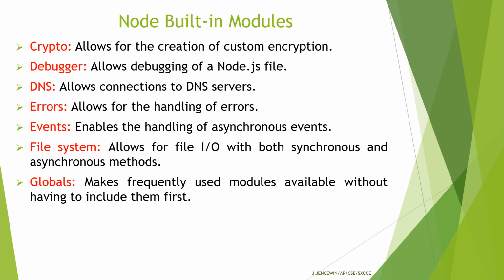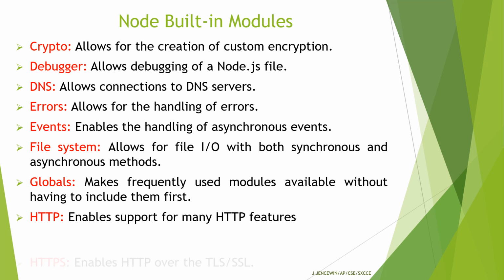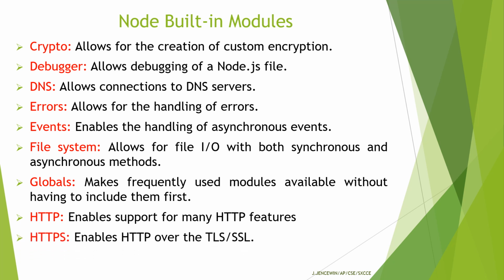Globals module, this makes frequently used modules available without having to include them first. So here we have one module, globals. If you use this for installing other modules, they are installed globally in the Node.js environment, so they can be accessed from any application. No need to install again and again. HTTP, this enables support for HTTP features, that is, HTTP requests, responses and so on. Then HTTPS, this provides HTTP with security features.